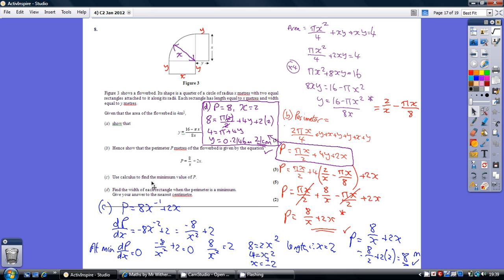Now for part D, we've got to go and work out what y is, y being the width of the rectangle. So go back to this formula we had here where we had the perimeter in terms of x and y. Well, we now know the perimeter is 8 and x is 2. So substituting those in, we know everything else, so we can just rearrange and calculate that y is 21 centimeters to the nearest centimeter.